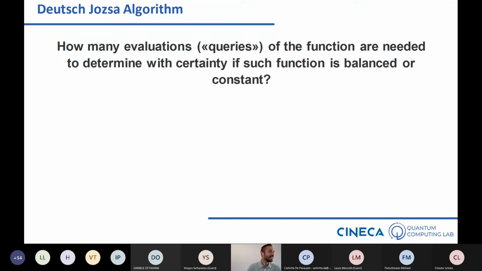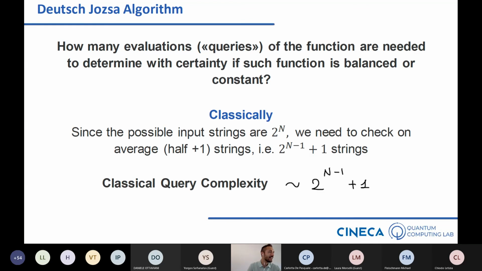I saw somebody that got it right. I think Lucius got it right. What does it mean? It's half, so you have to evaluate the function on half of the possibilities plus 1. Since all the possible input strings are 2^n, we need to check half plus 1 strings, which means 2^(n-1) plus 1.